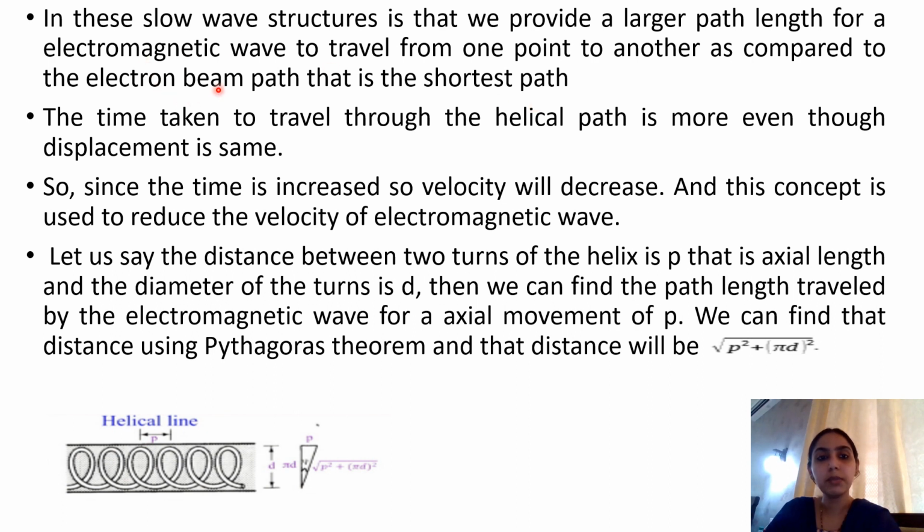That is, the electron beam is traveling only in a straight path, whereas the incorporation of a helical slow wave structure in the tube causes the electromagnetic wave to travel for a greater time. So increased time leads to reduced velocity.